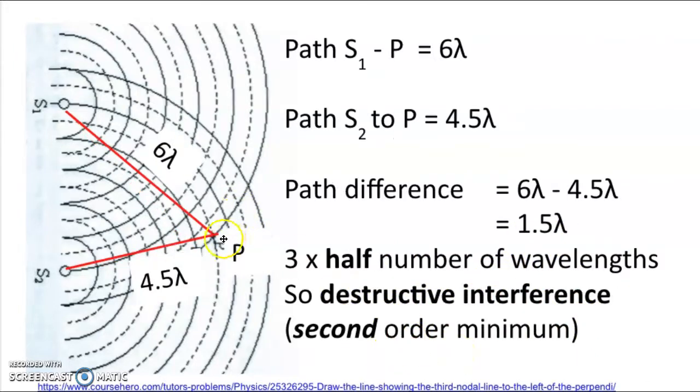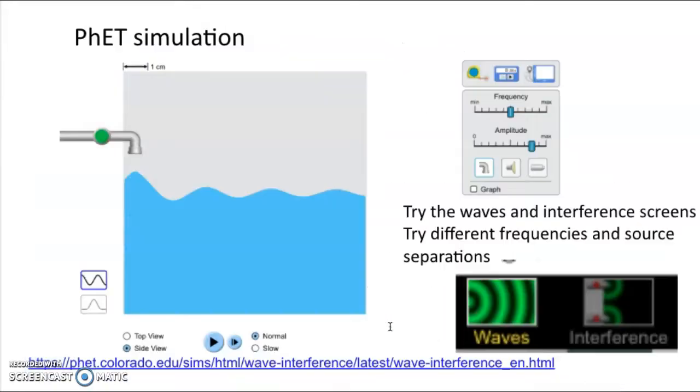If we just move across a little bit to P, source 1 to P is 6 wavelengths still, but source 2 to P is 4.5 wavelengths. Take the difference between those two, you've got 1.5 wavelengths. So that's 3 half wavelengths, which is an odd number, so you get destructive interference, and that's the second order minimum. Half a wavelength would have been the first order.